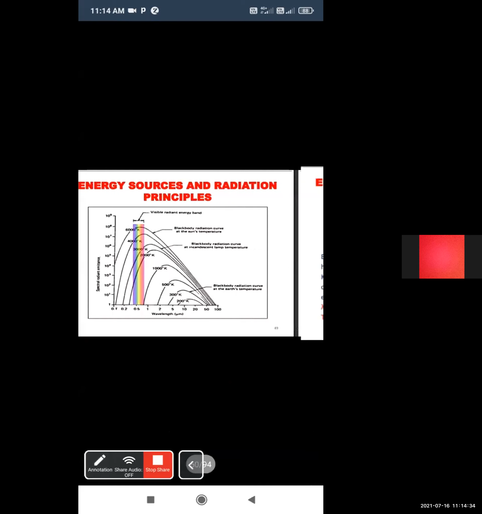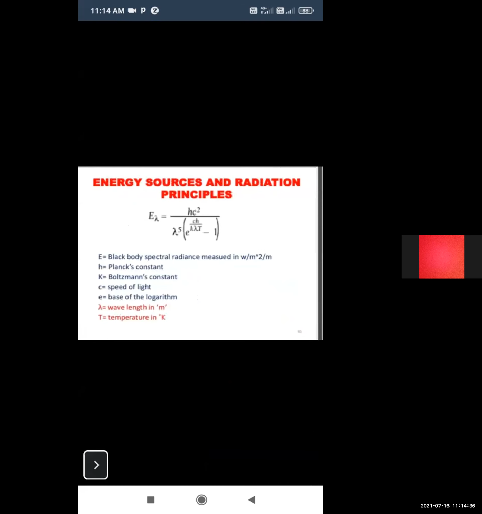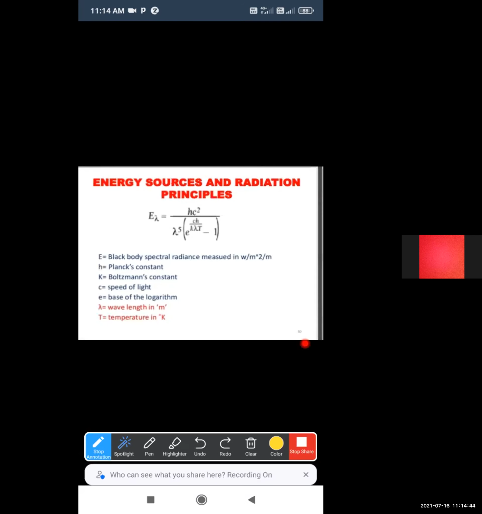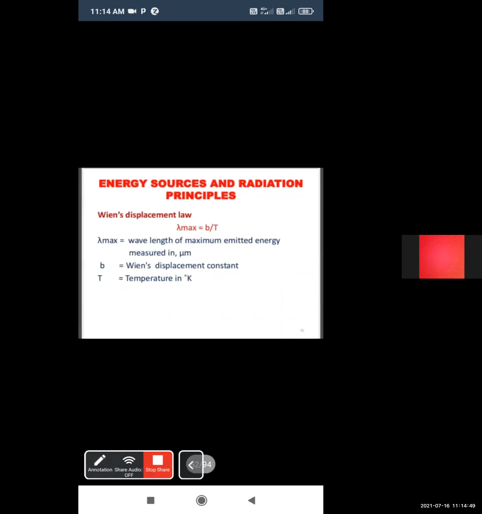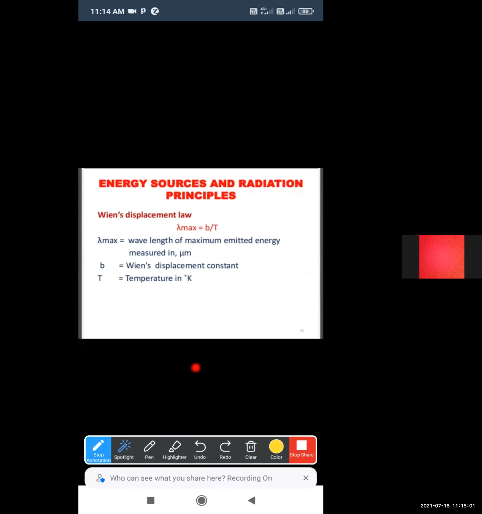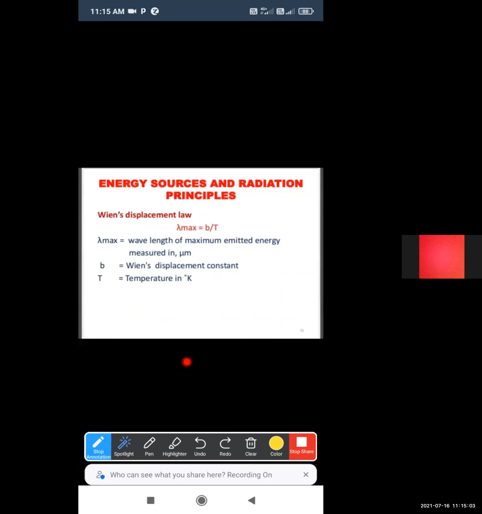The energy source and radiation principle is also based on Planck's quantum theory: E lambda equal to hc squared by lambda to the power 5. This formula is not used in our syllabus. Next is Wien's displacement law, which gives lambda maximum equal to b by T, where b is Wien's displacement constant and T is the temperature in Kelvin.